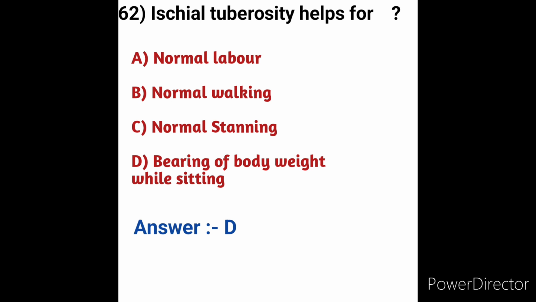Here ischial tuberosity helps for bearing of body weight while sitting. Ischial tuberosity is the lower part of the pelvis that is sometimes referred to as the sit bone. It helps bear body weight while sitting. It is also known as the sitting bone. Here ischial tuberosity helps for option D, bearing of body weight while sitting.